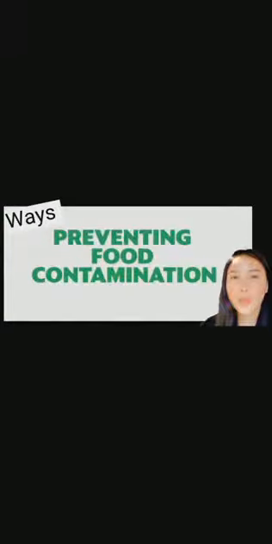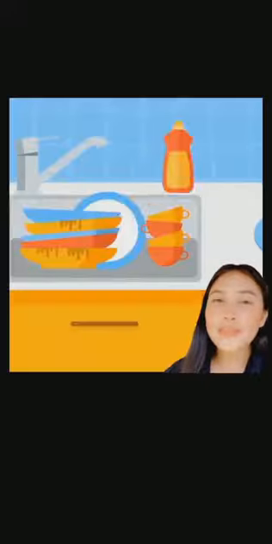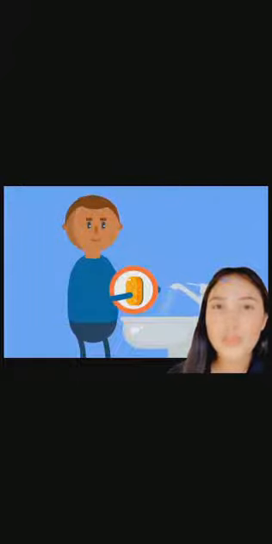But before I proceed to present the ways of preventing contamination, let me give you a short recap first about what is contamination. Contamination is an unwanted impurity that has found its way into a particular substance. Contamination can be minimized or avoided altogether by following the appropriate sanitation procedures, good manufacturing procedures, and procedures for employee hygiene.